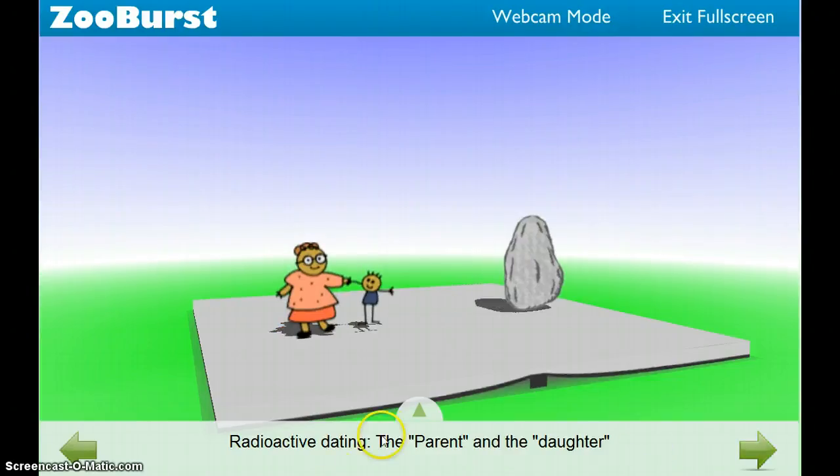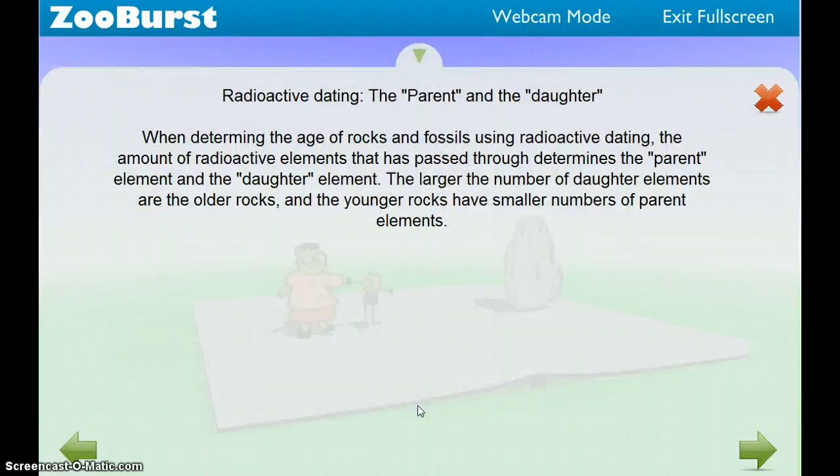Radioactive dating, however, is different. It uses a parent and a daughter element. The parent element is basically the amount of radioactive element that passes through to the daughter element. That's how you determine the age of rocks and fossils, using those two things. So the larger number of daughter elements are the older rocks, and the younger rocks are the ones that present a smaller number of daughter elements.